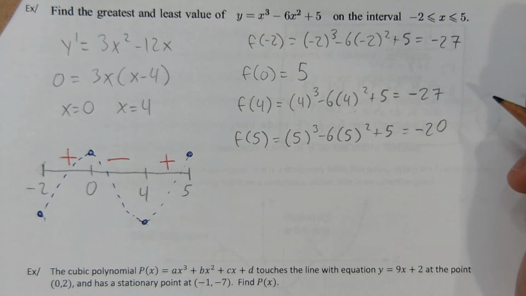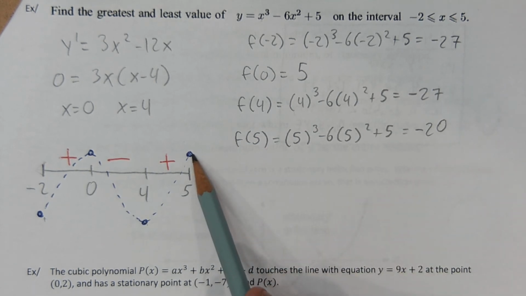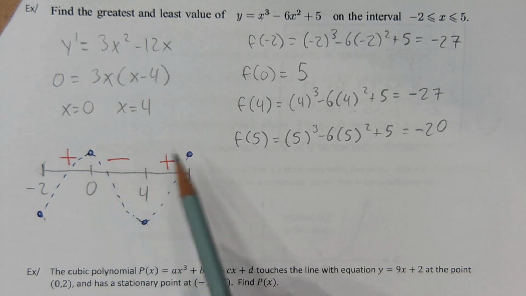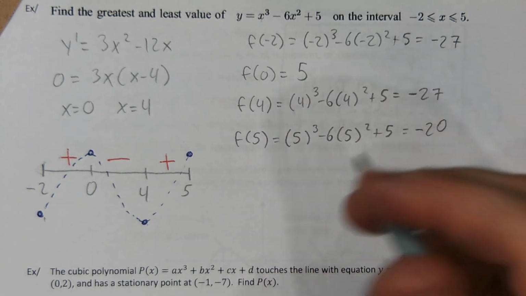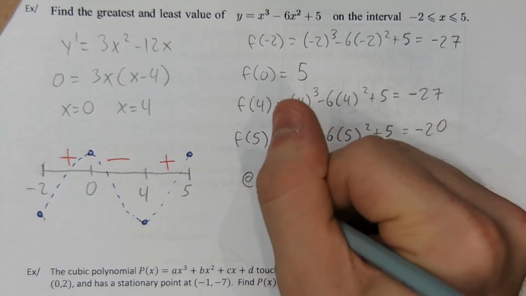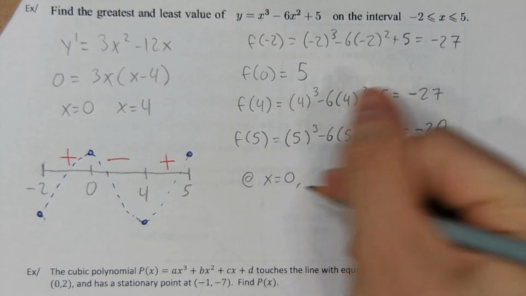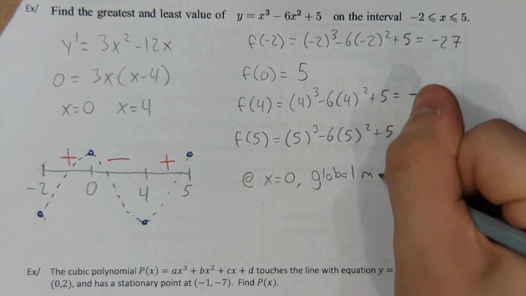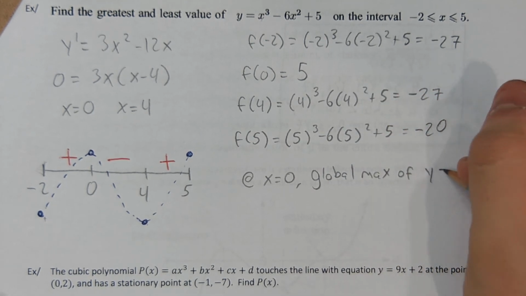So, again, picture not drawn to scale. This has a negative y value. This one doesn't. So this point is actually higher than this point. So what do we know? We know that at x equals 0, we have a global max of y equals 5.